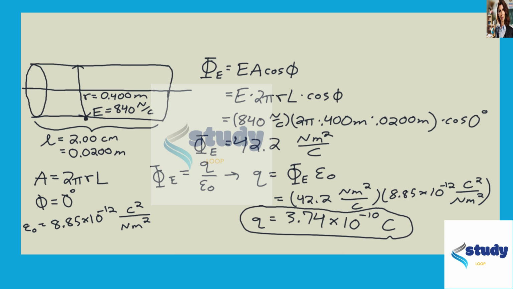This is Chapter 22, Problem 18 from Sears and Zemansky's University Physics. The electric field, 0.400 meters from a very long uniform line of charge, is 840 newtons per coulomb. How much charge is contained in a 2.00 centimeter section of the line?